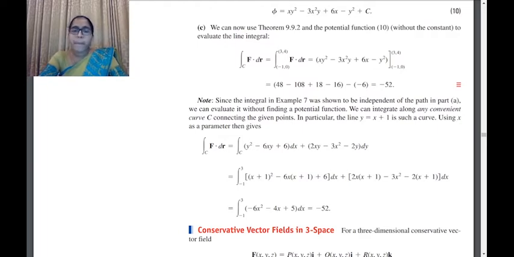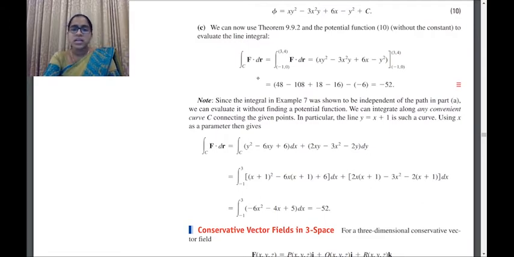If by just looking at the points A and B we can determine a path which moves from point A to B, and if F is proved to be conservative, then we can easily find the integral. We won't need to determine the potential function. So these are two methods in which you can solve the problem when we are asked to find the line integral. Now we'll move on to the final portion of this section.